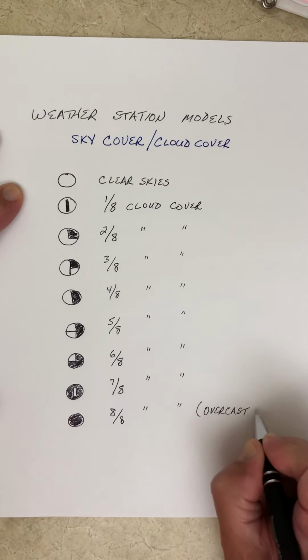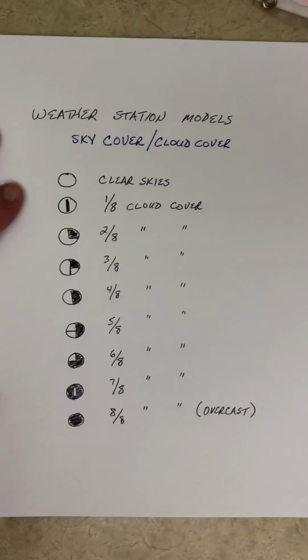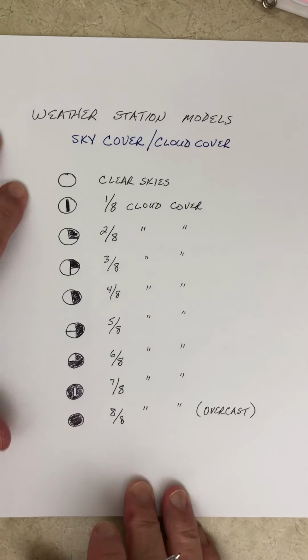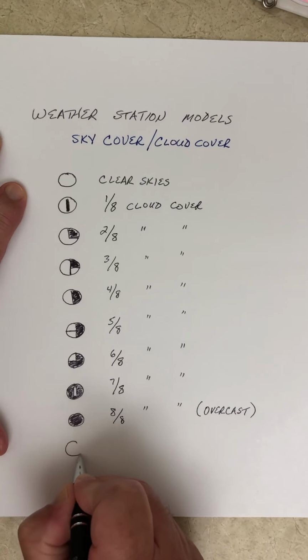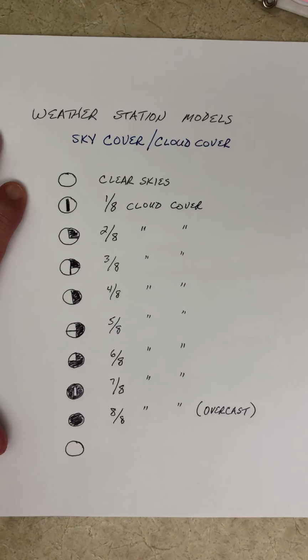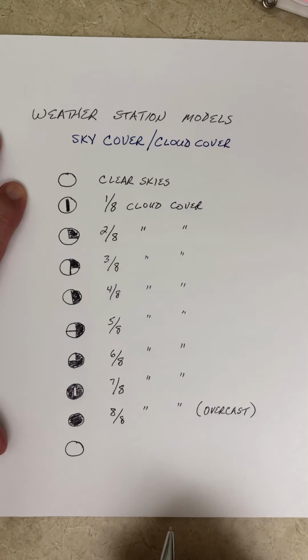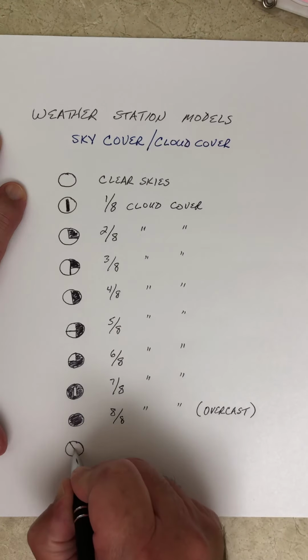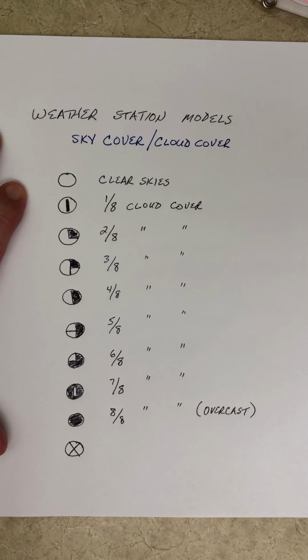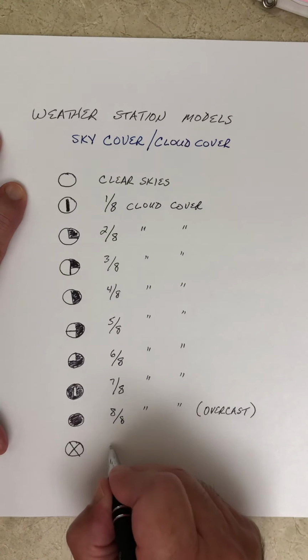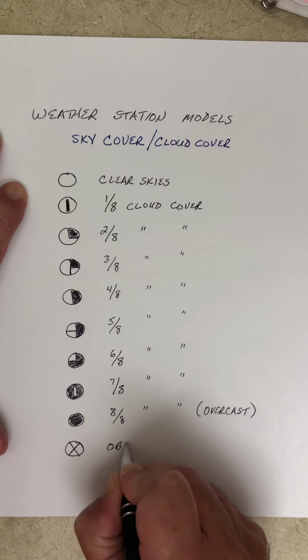Okay, and so that covers all of them except for one, and that's kind of a special case. So if you're a weather observer and you go out and you observe the sky, there will be a couple of instances in which you can't see the sky. And I'm not talking about nighttime, I am talking about daytime. If you can't see the sky, then you put an X in the middle of the weather station model. And this is for obscured skies.